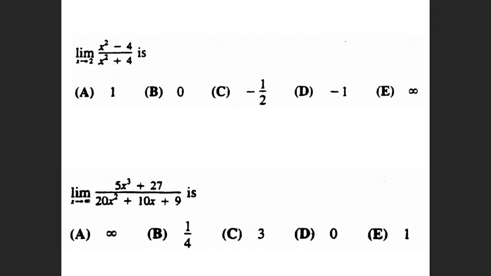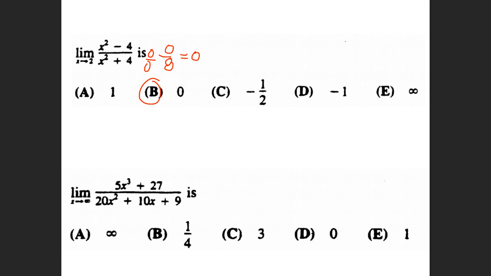This problem would trick some kids, because if you put 2 in here, you end up with 0 on top, and if you put 2 on the bottom, you end up with 8. Well, 0 over 8 is a number. That is 0. Some kids would start doing L'Hopital's rule, but you can only use it when it's 0 over 0. If it's 0 over 8, the answer is 0. Some kids want to do L'Hopital's rule right off the bat, no matter what. You can't use L'Hopital's rule when it doesn't fit the problem.